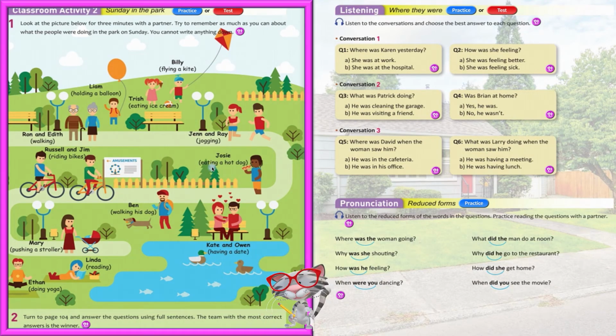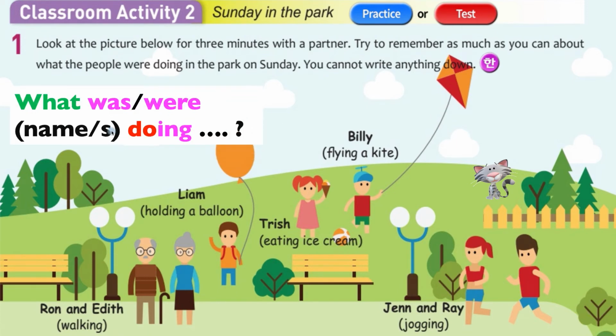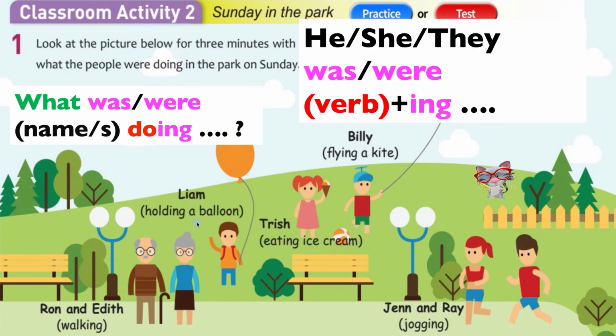Activity 2. Look at the picture below for 3 minutes with a partner. Try to remember as much as you can about what the people are doing in the park. You cannot write anything down. I guess then you close the book. But we're just going to ask you the question. What was Liam doing? He was holding a balloon. What was Billy doing? He was flying a kite. What was Trish doing? She was eating ice cream. What were Ron and Edith doing? They were walking in the park. What were Jen and Ray doing? They were jogging in the park.